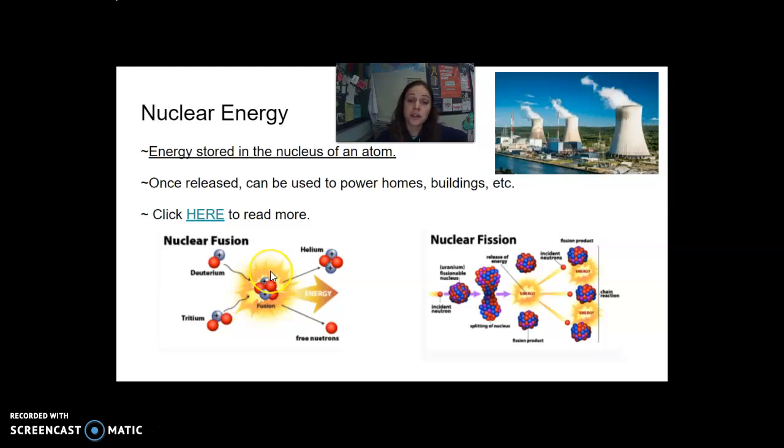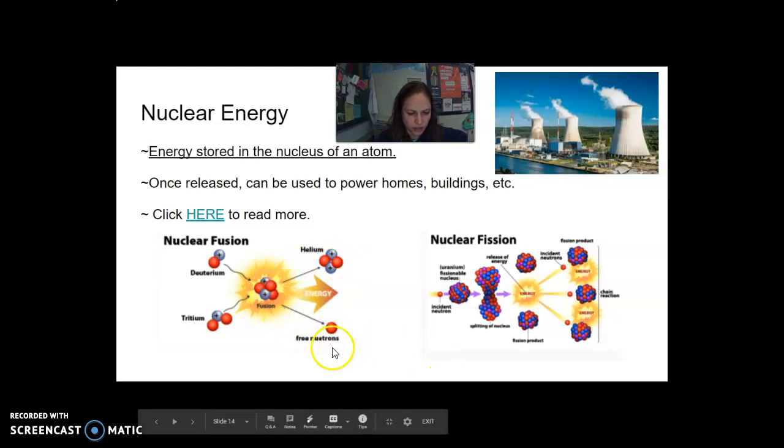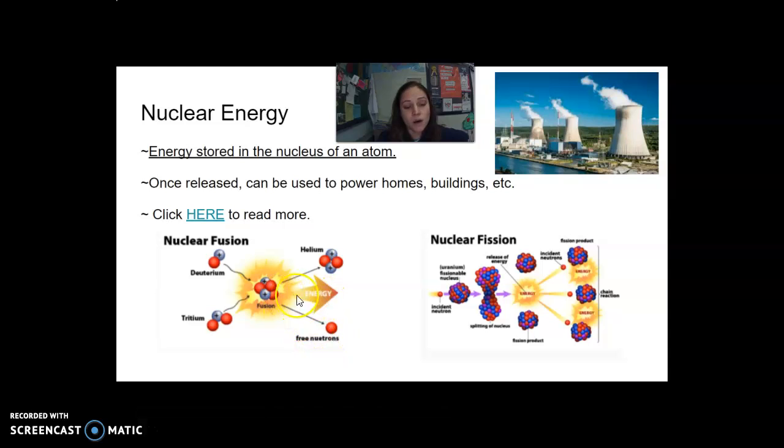You don't have to remember all of this until later when we get to atoms. But now it has become helium, and you have a free neutron floating around. Neutron is not spelled right. But that will give off some energy. The opposite also gives off some energy. I would argue that this is maybe a little bit more.